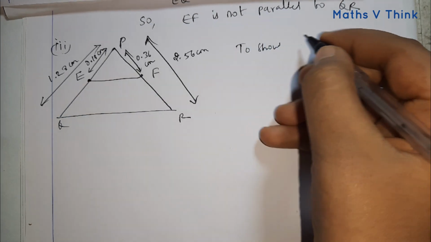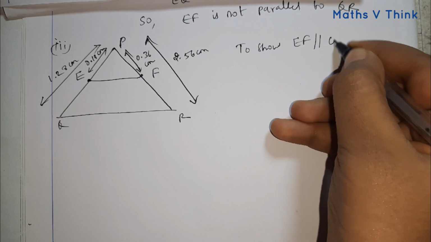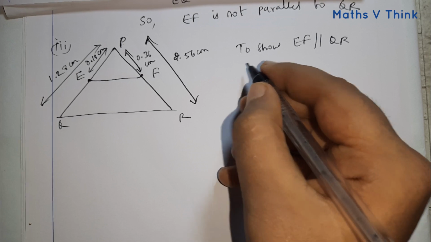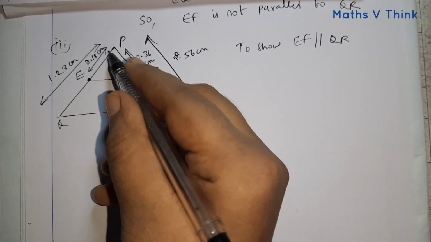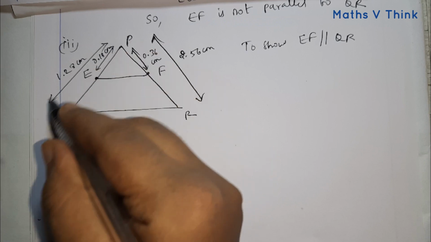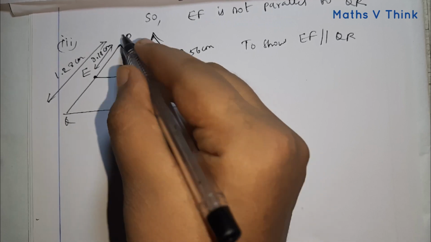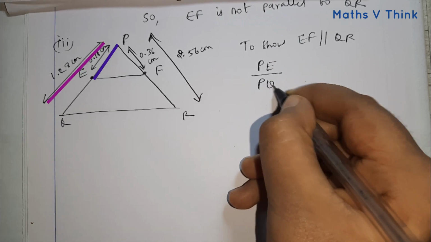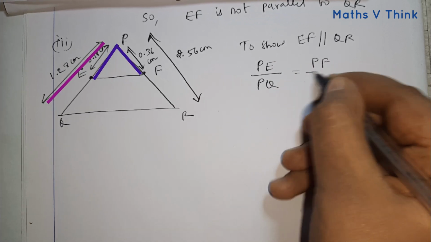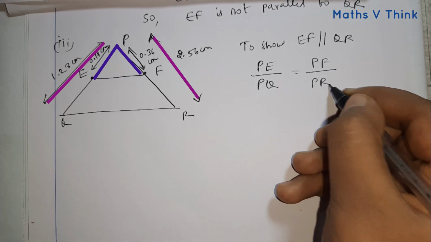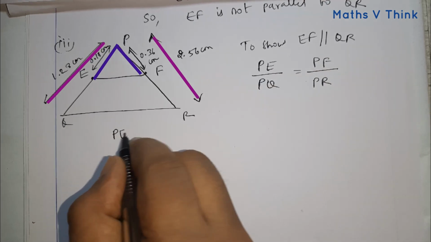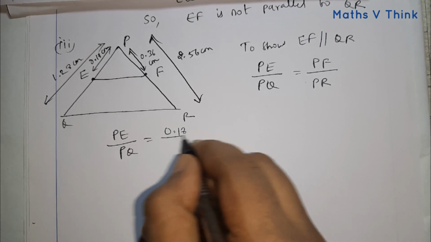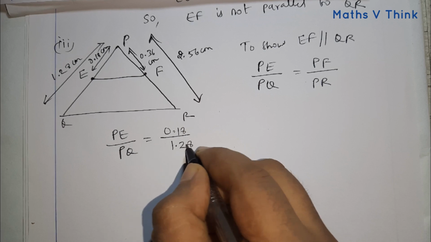Now again we need to join this. EF is parallel to QR. Again we need to use the converse of BPT theorem. Now in this case I can tell this divided by this should be equal to this divided by this. So PE divided by PQ is equal to PF divided by PR. So first PE divided by PQ. So PE is 0.18 divided by PQ is 1.28.